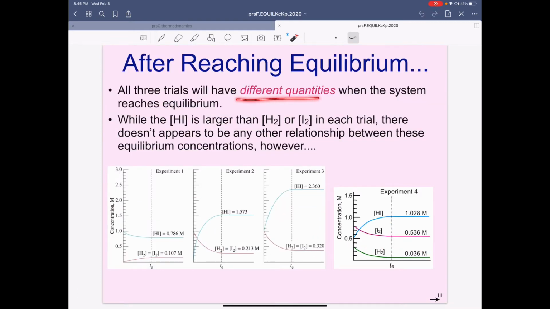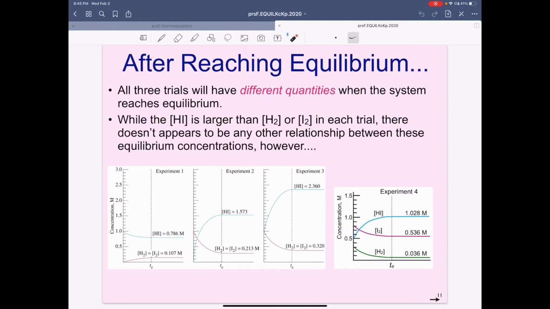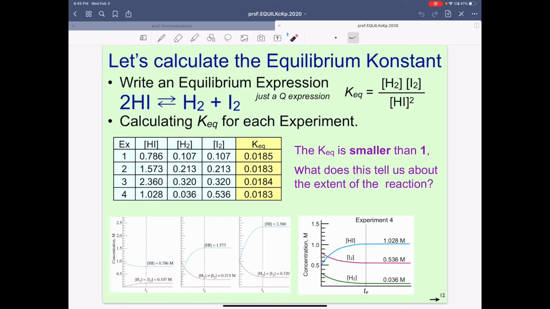And while they're all different quantities, we can notice that the HI is larger than the H2 and the I2 each time. We're wondering, is there any other relationship? And where does this equilibrium constant come in? So here I've taken all the values from all these trials, put them in a chart, and then plugged them in one by one into the equilibrium expression, which of course is right side chemicals over left side chemicals raised to any coefficients.